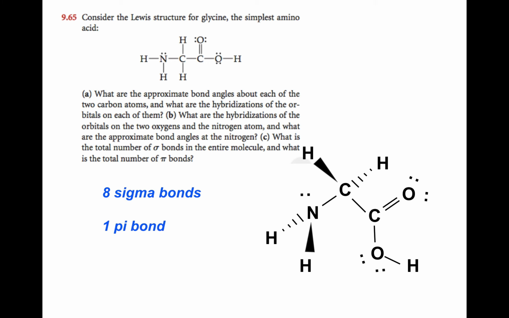We're supposed to count up the total number of sigma bonds in the molecule and the total number of pi bonds. So I got rid of any bond-looking things with the lone pairs. I've got 1, 2, 3, 4, 5, 6, 7, 8 sigma bonds and 1 pi bond in the double-bonded oxygen.